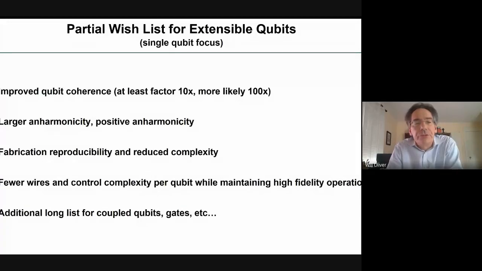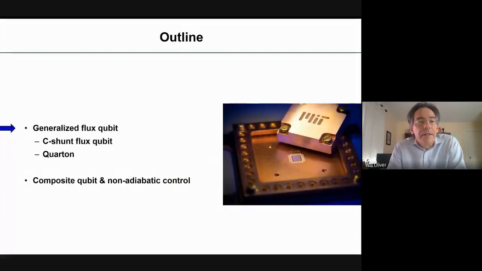Today addresses at least a few of these first four points. So here's the outline. I'll talk about a generalized flux qubit, including the C-Shunt and the Chorton, and then talk about a composite qubit that leverages non-adiabatic control.